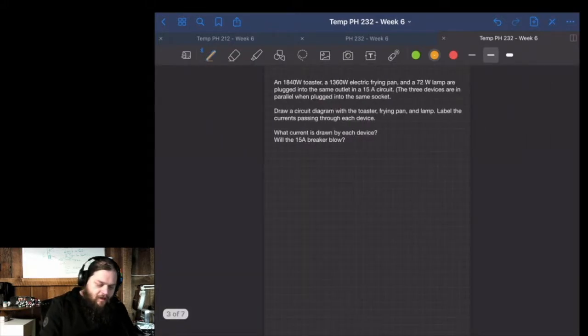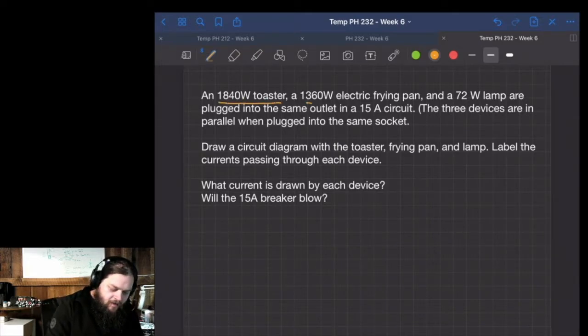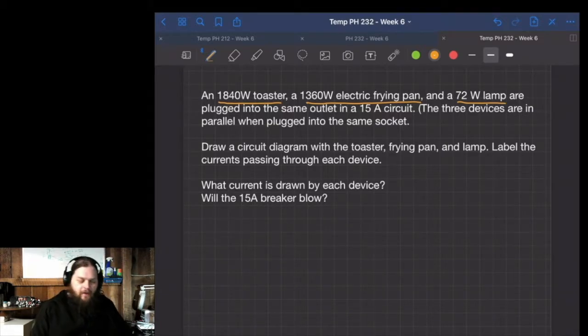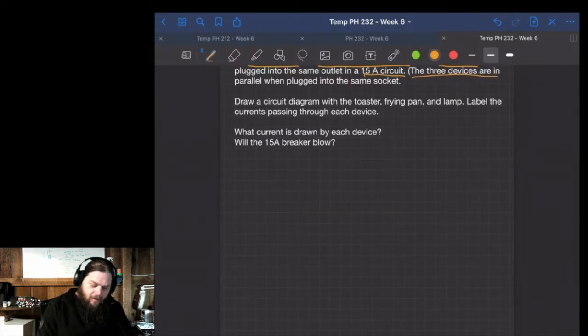So now let's look at a problem here. This one uses power. So we have three different devices in this case. We have a toaster, an electric frying pan, and a 72-watt lamp. So I must be using one of those old incandescent bulbs. So they're all plugged into the same outlet with a 15 amp circuit. And then this gives us the note that the three devices are in parallel when plugged into the same socket.